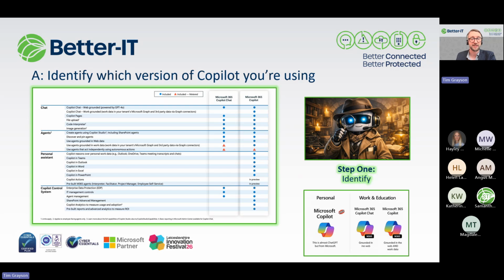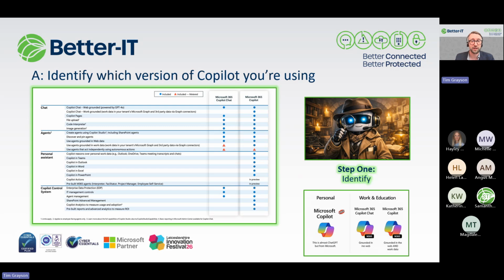So, as you can see here, first of all, we need to identify which version of Copilot we're using. You'll see this on the screen in front of you. This talks about the different versions of Copilot. In the bottom right, you'll see different versions of it. You'll see personal, and you'll see work and education.